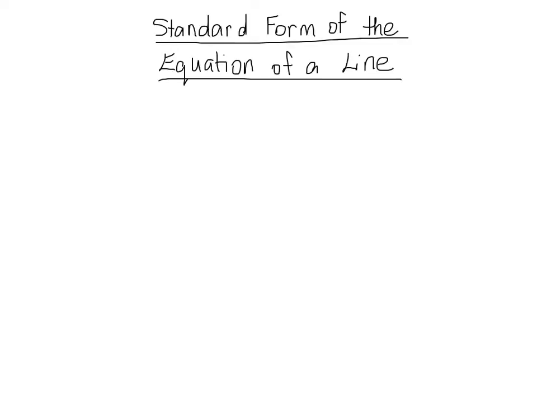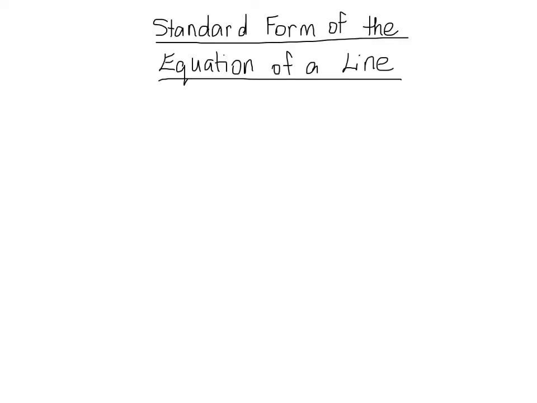In this video, we'll be looking at how to write the equation of a line in standard form. I'm assuming at this point that you've already learned how to write the equation of a line in slope-intercept form and that you're comfortable with that. We'll be looking at how to change from slope-intercept form to standard form and vice versa, from standard form back into slope-intercept form.